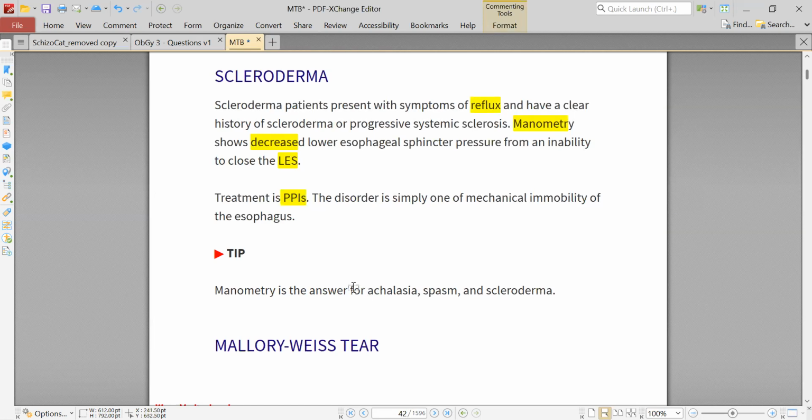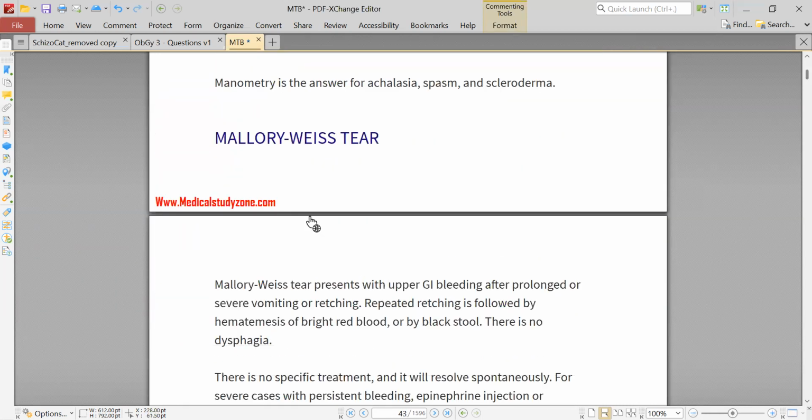Manometry is the answer for achalasia cardia, diffuse esophageal spasm, and scleroderma. So everywhere you are going to check the motility. Mallory-Weiss is like just a simple mucosal tear, like a simple cut on the mucosa of the gastroesophageal junction. So here Mallory-Weiss presents as upper GI bleeding.